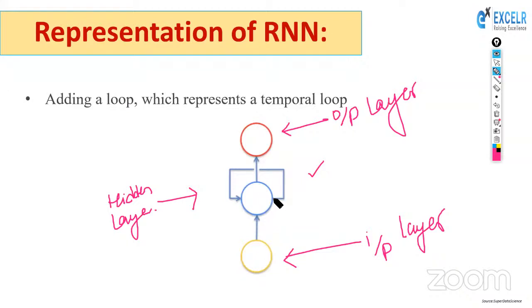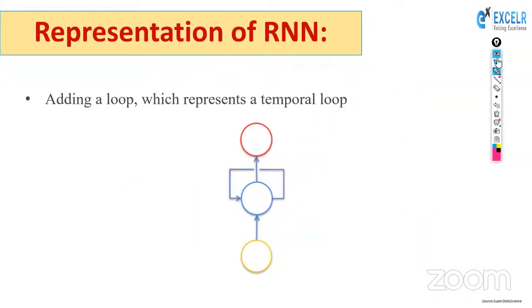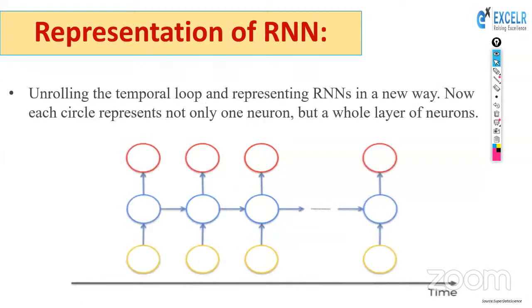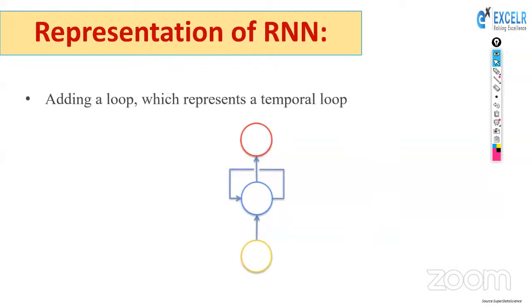And what is the meaning of this particular feedback or loop? This feedback, if you see, is connected from hidden layer to the hidden layer. It is coming out from the hidden layer and it is going into the hidden layer. That means the hidden layer output is connected to the hidden layer node, or like the next hidden layer node. So you can expand this network like this. So this network is being expanded like this.